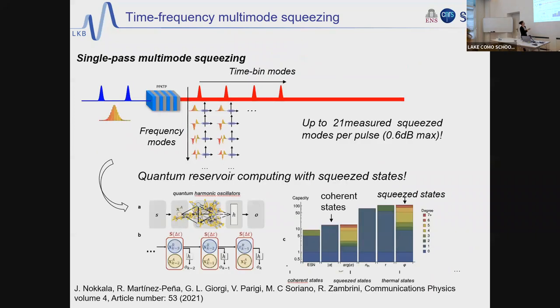So here I'm just showing two of the pictures that Roberta was showing before, recalling that you can probably get a larger information capacity when you use squeezed states compared to coherent states. The coherent state here is exactly the classical reservoir computing that I was showing before. And it's thanks to this paper that we decided to encode in the phase and not in the amplitude, by choosing to measure in the classical computing the P quadrature that is linked to the phase and not the Q quadrature that is linked to the amplitude of the field.